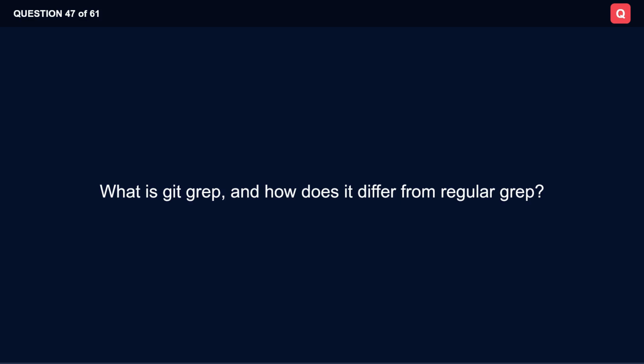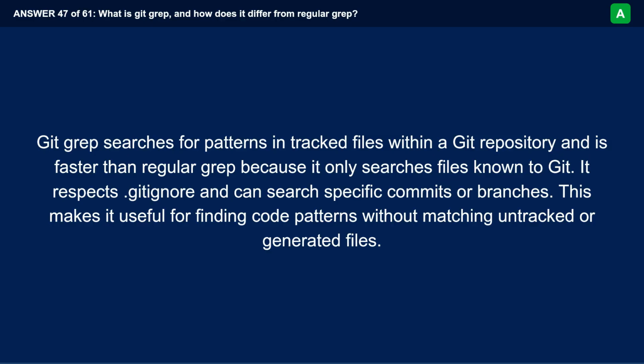What is git grep, and how does it differ from regular grep? Git grep searches for patterns in tracked files within a Git repository and is faster than regular grep because it only searches files known to Git. It respects .gitignore and can search specific commits or branches. This makes it useful for finding code patterns without matching untracked or generated files.